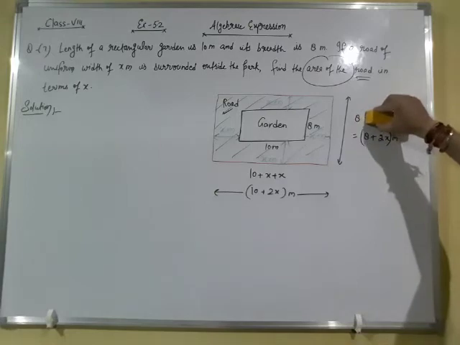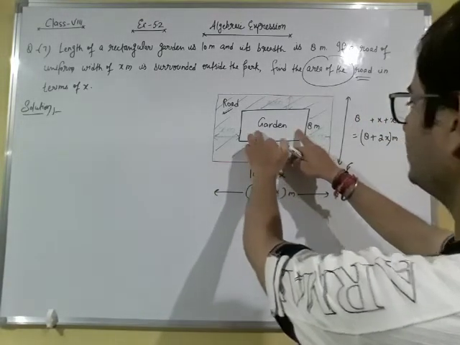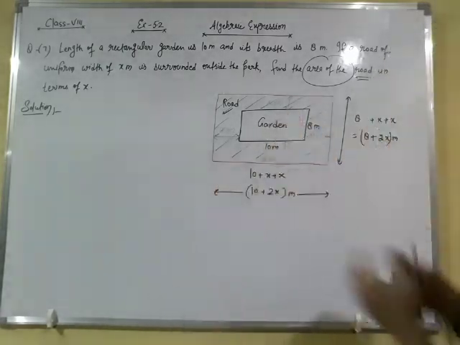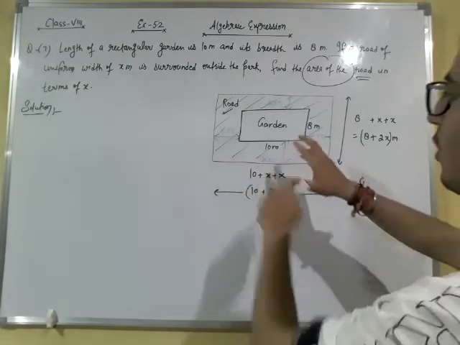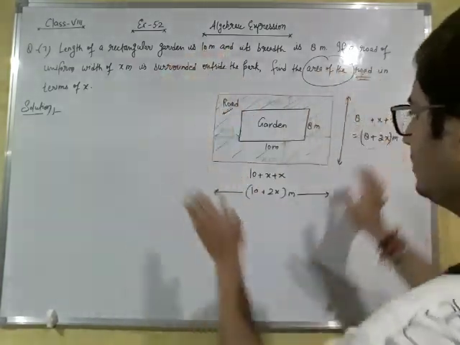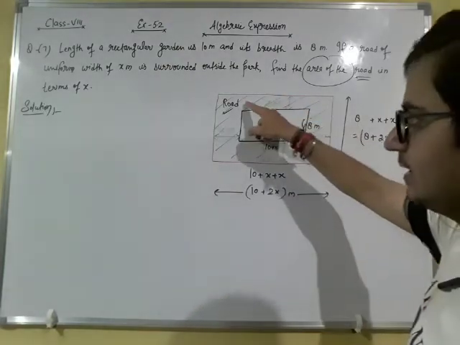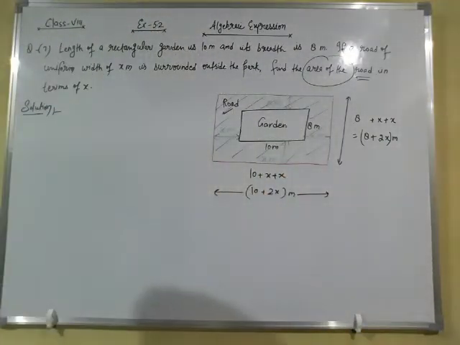So what we will do now, we will find the area of this rectangular garden, then we will find the area of the entire figure, and then we will subtract the area of the garden from the whole area, then we will get the area of the shaded part, that is road. Okay, so here we start our solution.